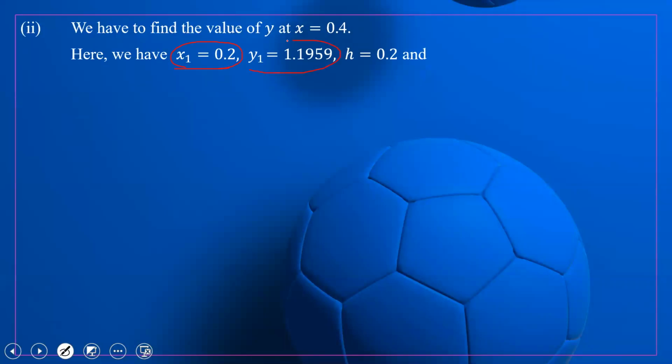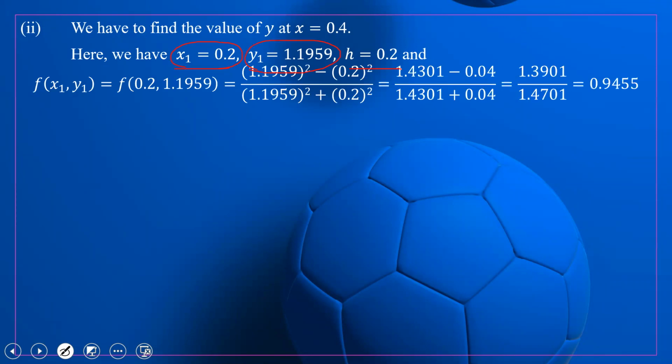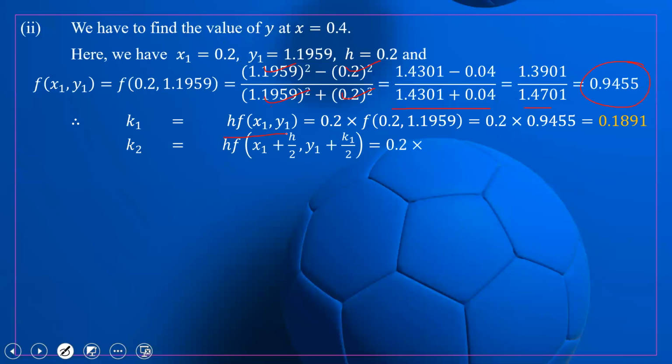We have calculated the value of y1 at x equal to 0.2, and instead of f of x0 y0 we calculate f of x1 y1. So x1 is 0.2, y1 is 1.1959. If we use the formula y square minus x square divided by y square plus x square and simplify, the answer is 0.9455. So this is the value of f of x1 y1. So what is k1? K1 is equal to h times f of x1 y1, which is 0.2, and this we have already calculated.